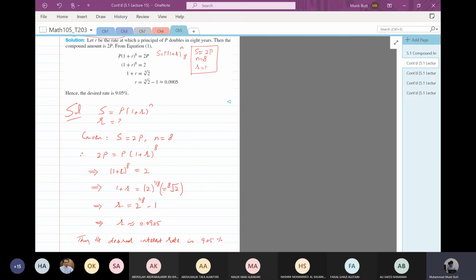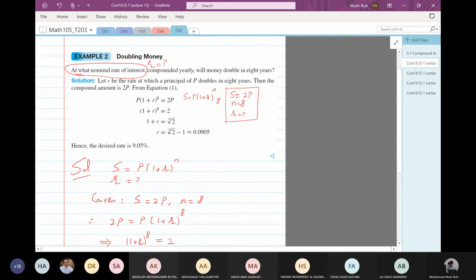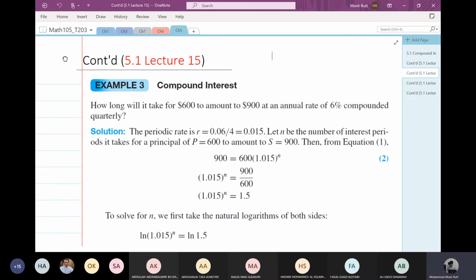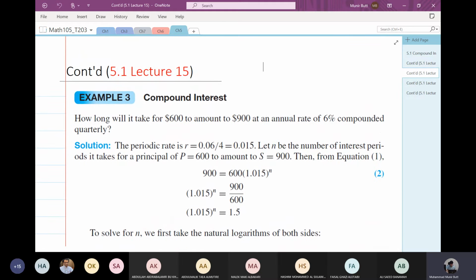Okay, so let us continue what we were doing. Is this question clear? Any problem? Okay, so now we'll focus on some other questions. Now there is another possibility: instead of the rate, we can find the time, how much time is needed to get something.